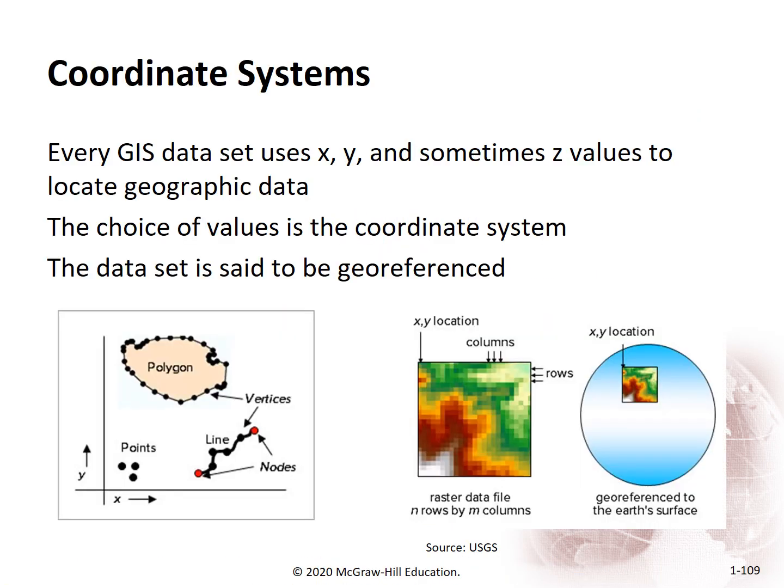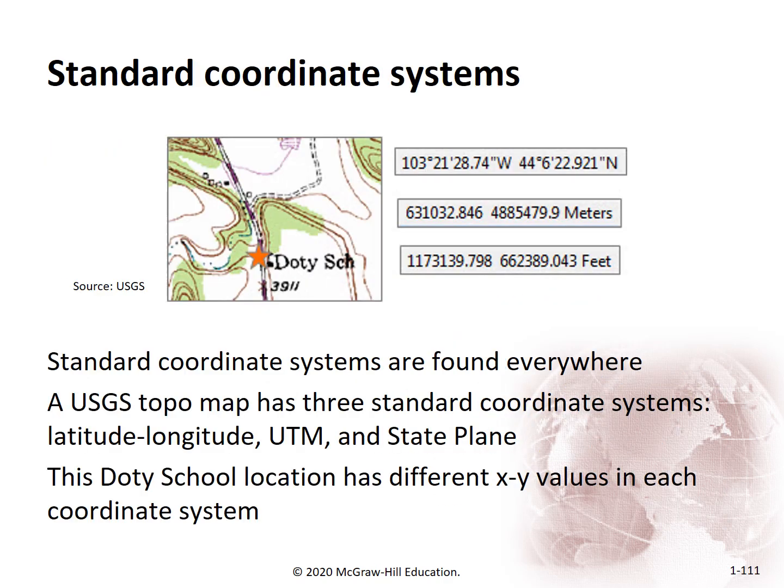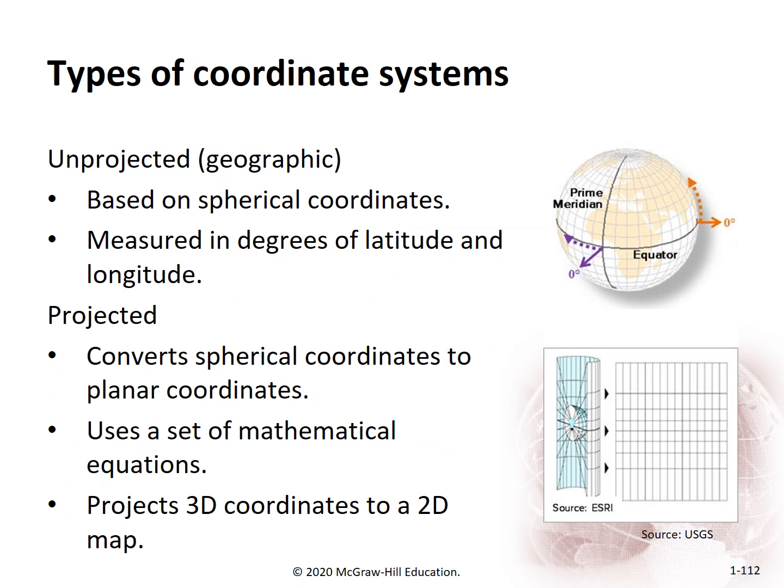Coordinate systems. Lots of stuff here to talk about. Know about the two main types, projected and unprojected. Know that unprojected are geographic coordinate systems, or a GCS, and projected are projected coordinate systems, a PCS. GCS is based on spherical coordinates, PCS is based on a two-dimensional map made by math, used to convert 3D to 2D, which creates distortions.